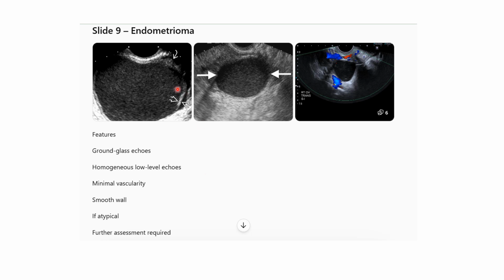Now the endometrioma, the chocolate cyst. Features: ground glass appearance with homogeneous, low-level internal echoes, minimal vascularity on Doppler, and smooth walls. If atypical, if you see features that can be suggestive of malignancy, then further assessment is required.